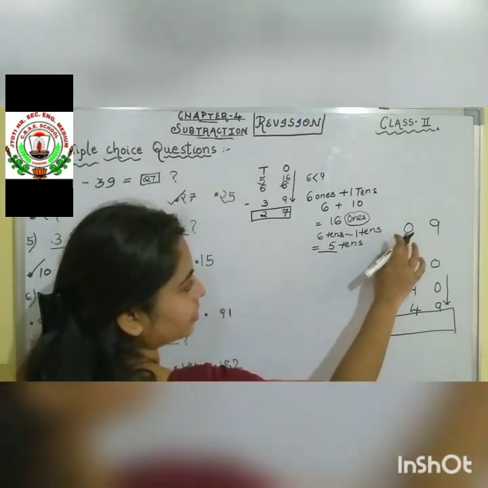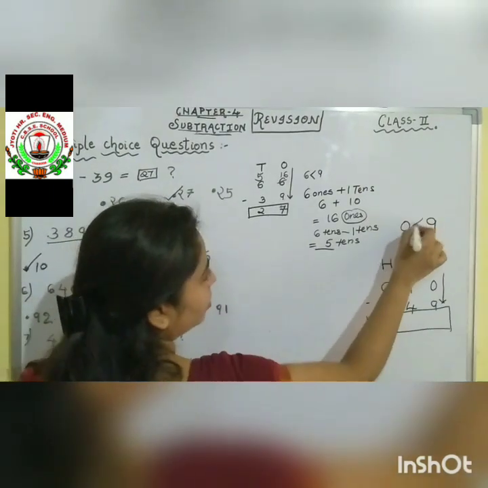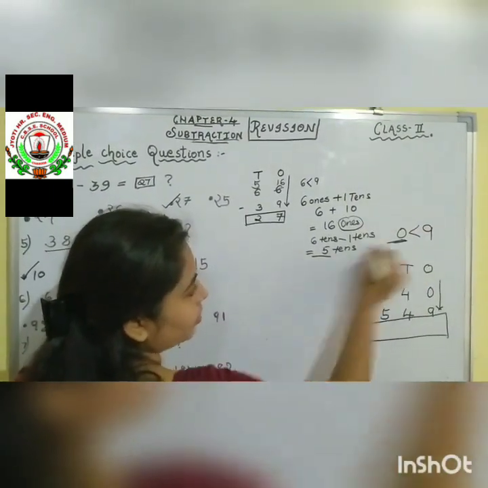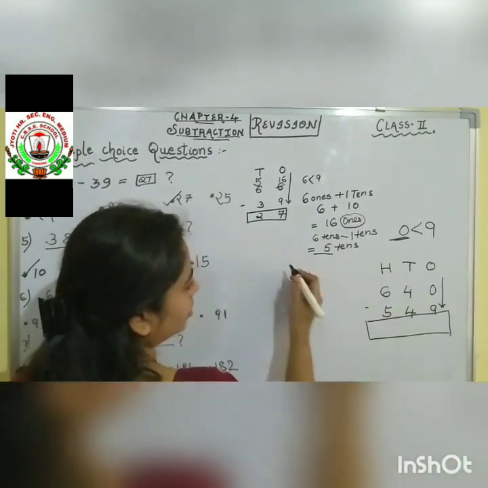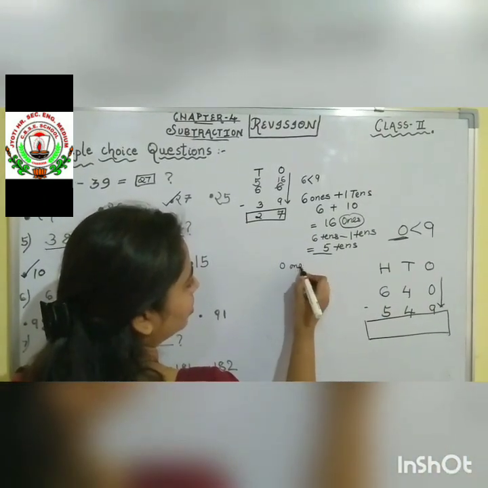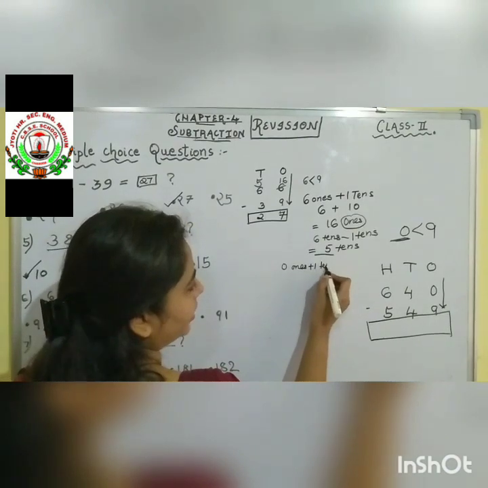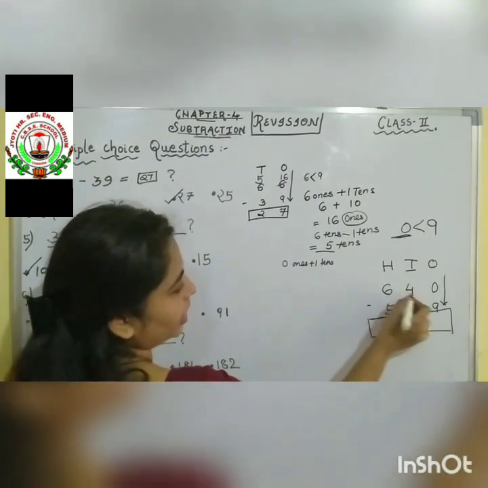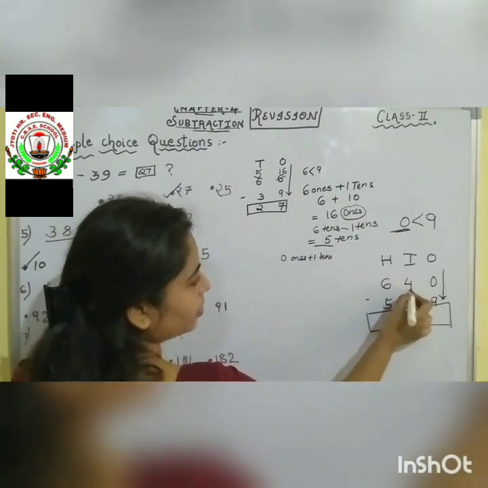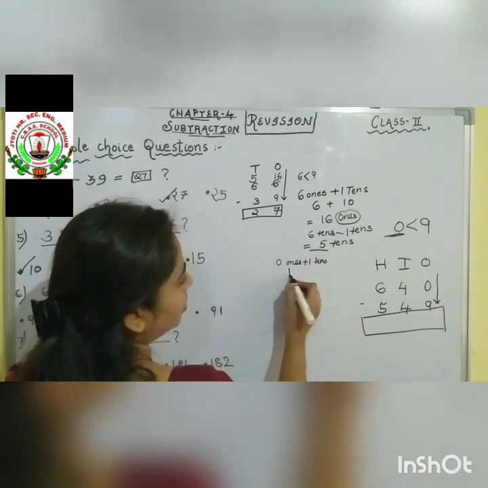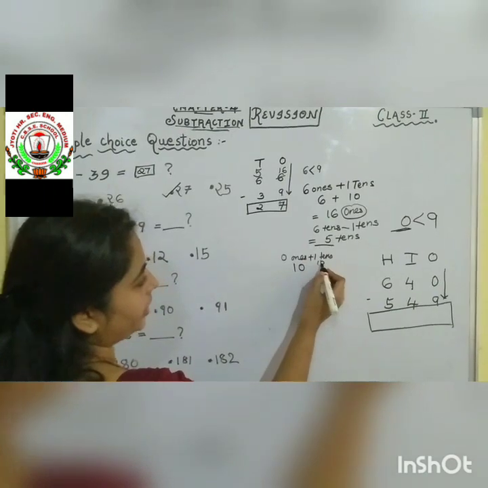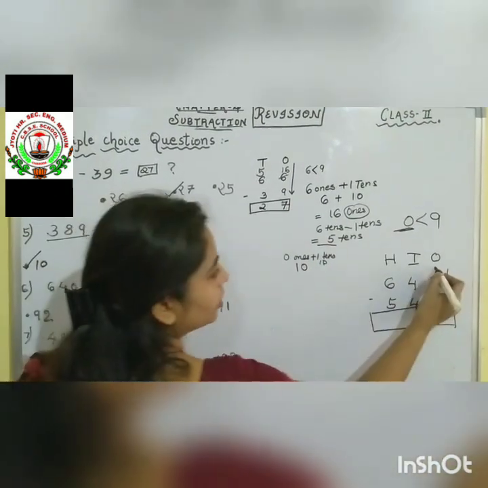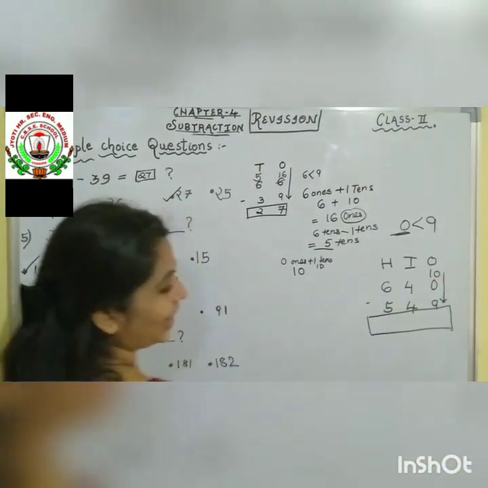Can we subtract 9 from 0? No, we can't subtract because 0 is the smaller number. So this 0 ones will take 1 tens from the tens column. That means from 4. This 4 will give 1. Then the new number will become 10, because 1 tens means 10. 10 plus 0 is 10. So the new number in the ones place becomes 10.